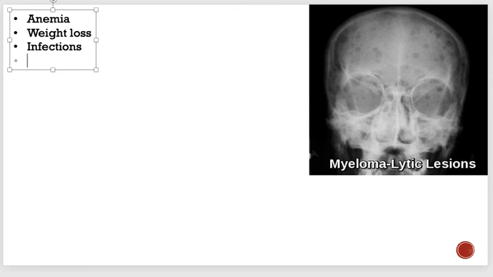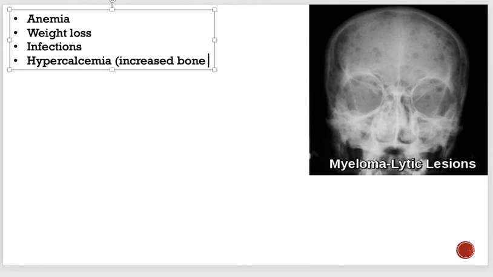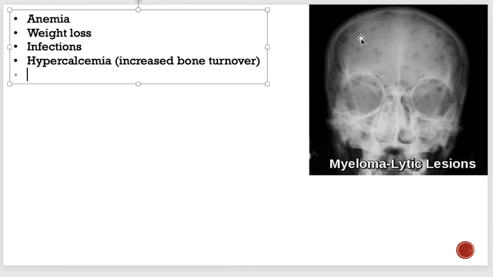Now guys, think about CRAB. The C should be there, which is hypercalcemia. Why is there hypercalcemia in these patients? Because there is increased bone turnover. This thing is going on in all the bones, so they present with hypercalcemia.